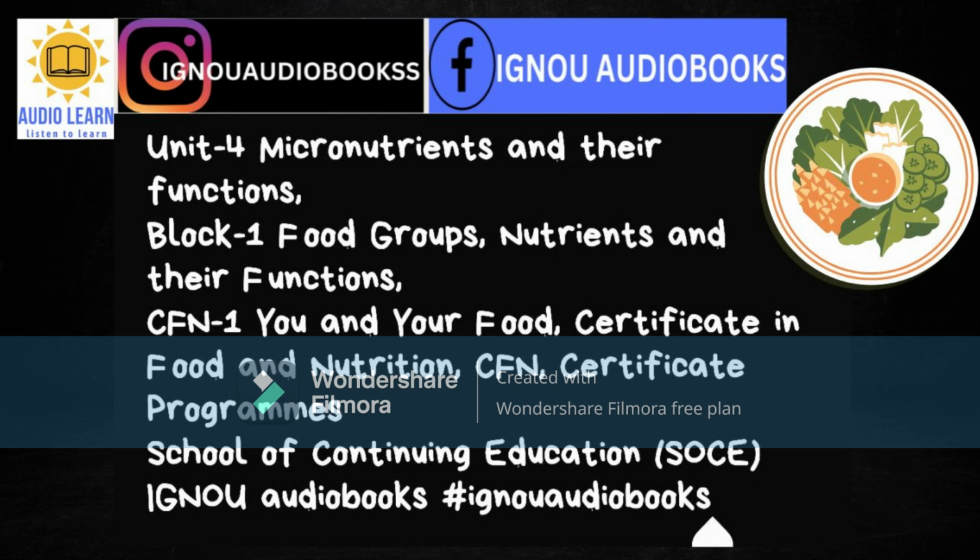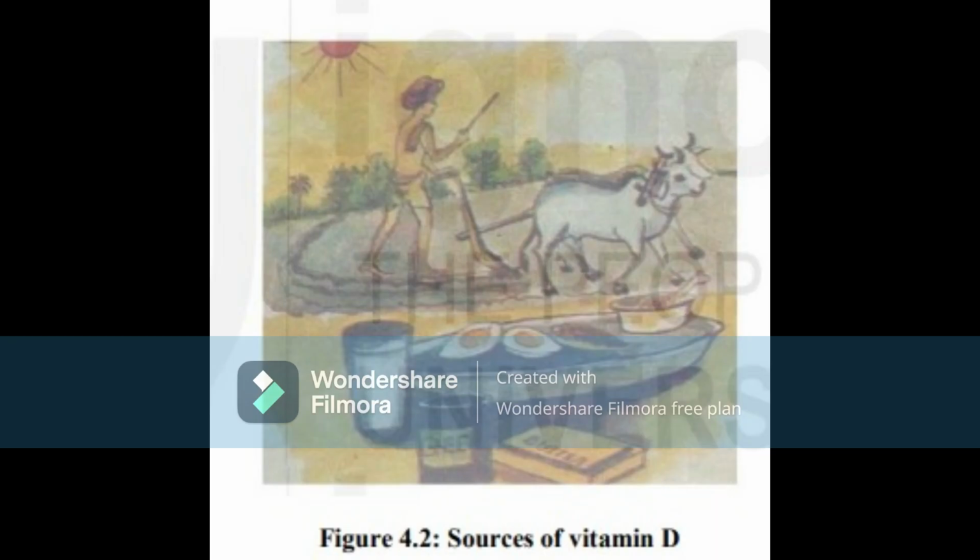Sources. We mainly depend on action of sunlight on the precursor present in our skin to meet our needs of vitamin D. We also get the vitamin from foods like liver, fish, egg yolk, milk, butter and ghee. Fish liver oils are a very good source of the vitamin. Like vitamin A, vitamin D is also added to Vanaspati. Figure 4.2. Sources of vitamin D. Look at the screen for table content.